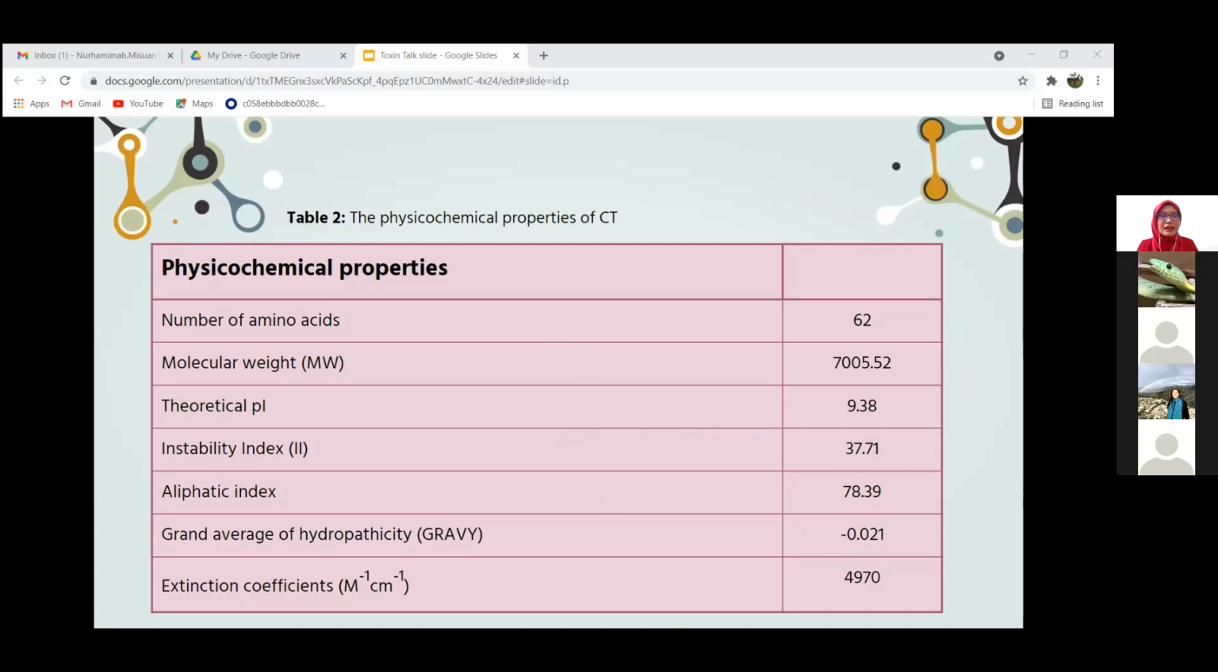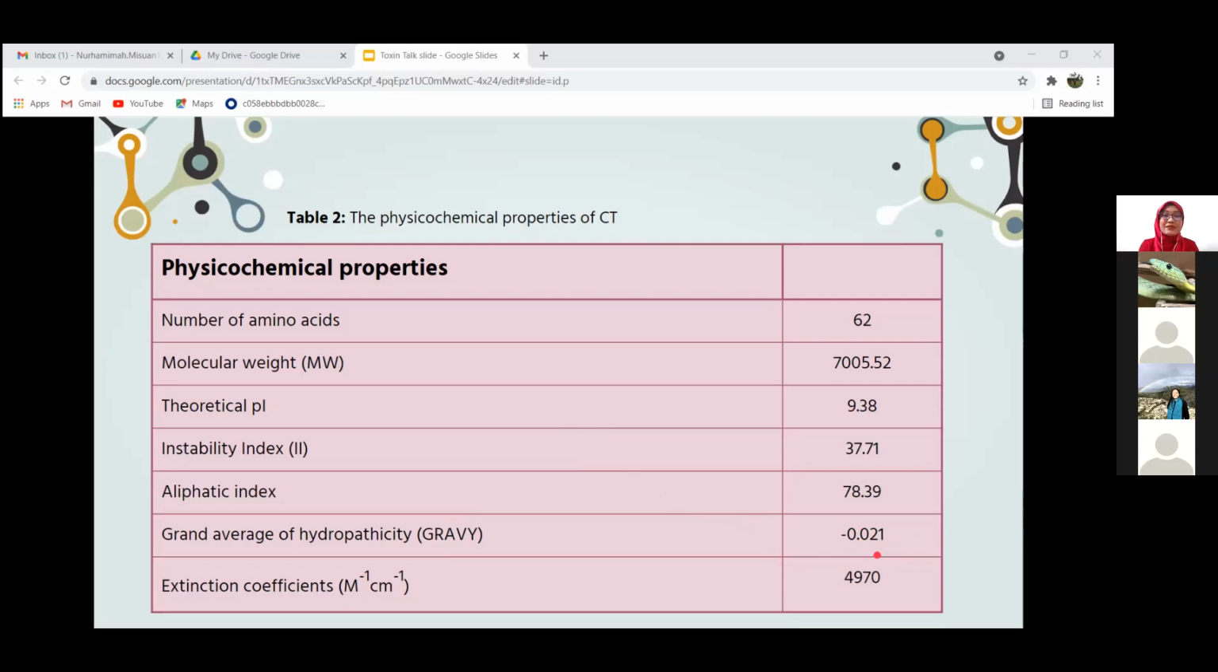The next property is the grand average of hydropathicity, or GRAVY, which is the sum of all hydropathicity values of all amino acids divided by the number of residues, where it tells the hydrophobicity nature of the amino acids. The more positive the GRAVY value, the more hydrophobic the protein. So from this table, we can see that the GRAVY value of CT is negative 0.021, which indicates that CT is a hydrophilic protein in nature.